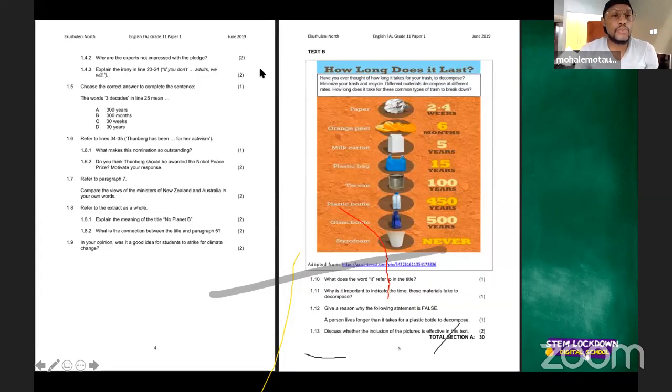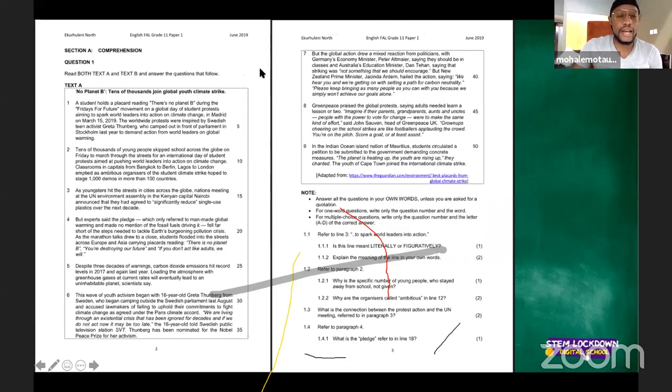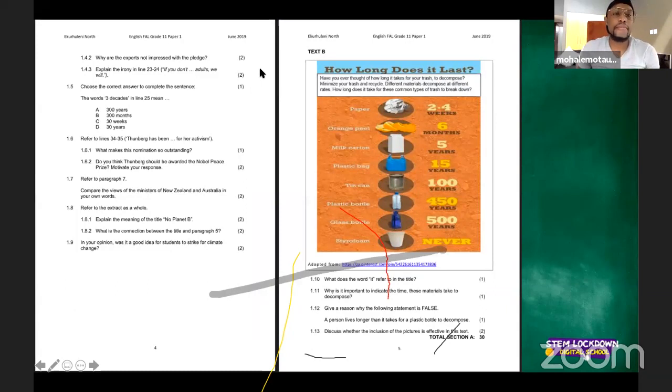Then 1.6 says, refer to lines 34 to 35. Thunberg has been for her activism. So we go to line 34 to 35. It says, Thunberg has been nominated for the Nobel Peace Prize for her activism. Now they are asking, what makes this nomination so outstanding? You can think about it, they said Thunberg is 16 years old. So for her to be nominated for a Nobel Peace Prize, what really makes this nomination so outstanding? It's 1 mark, so you can give me 1 line.